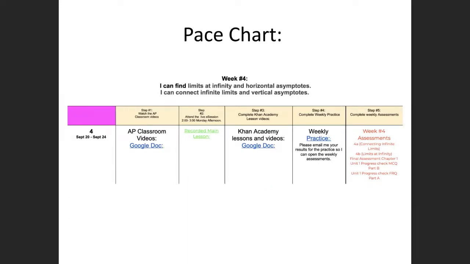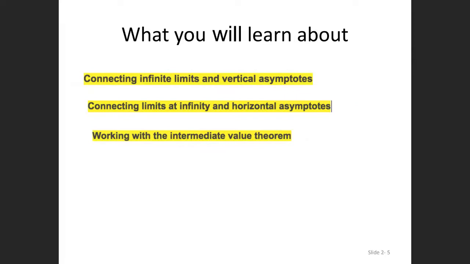All right, this week we're going to find limits and horizontal asymptotes and vertical asymptotes. Okay, I think it's fairly easy. I think most kids will do a nice job on this. But remember, after you're done, there is a final assessment for Chapter 1, which kind of just puts all the stuff together. What you will be learning about today, we're going to be connecting infinite limits and vertical asymptotes. We're going to connect limits at infinity and horizontal asymptotes. And we're going to be working with the intermediate value theorem also.